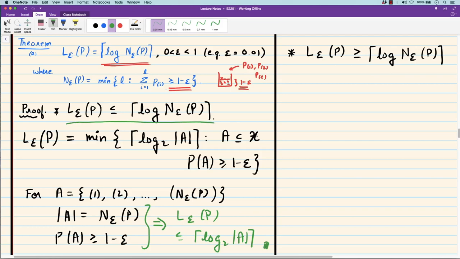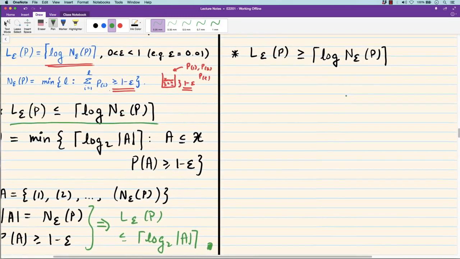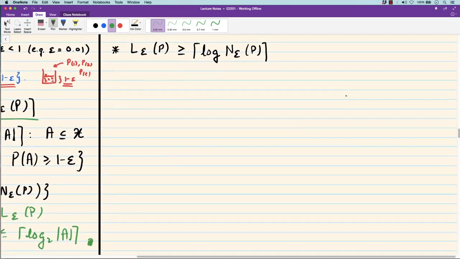Okay. Now for the other part of the proof, to claim that L epsilon p is greater than this, how do we show that? Now this is an interesting part of the proof. This is asking you to show that no matter which subset you choose, it must have cardinality greater than or equal to this. That's what it's saying. So suppose A is any subset which has probability greater than 1 minus epsilon.